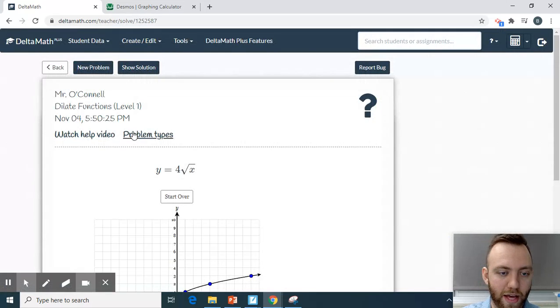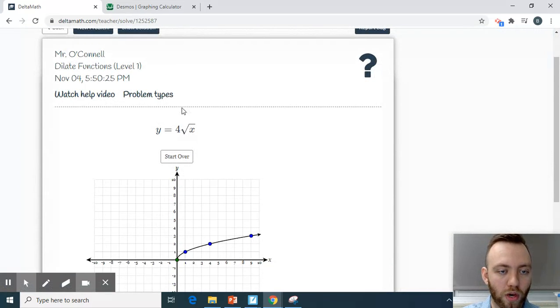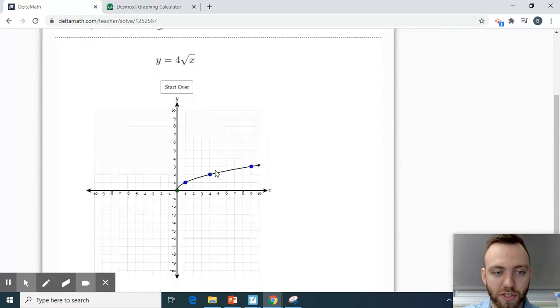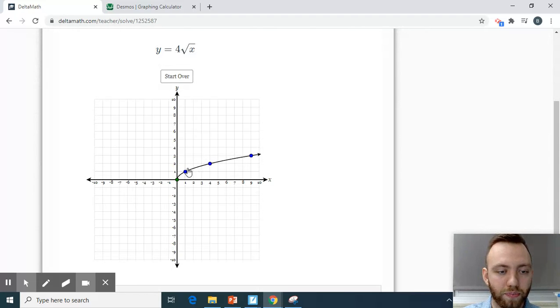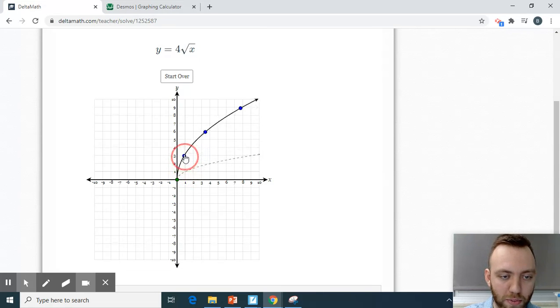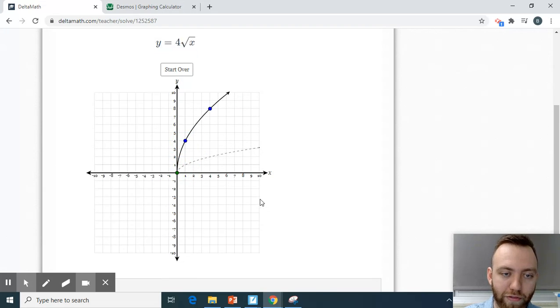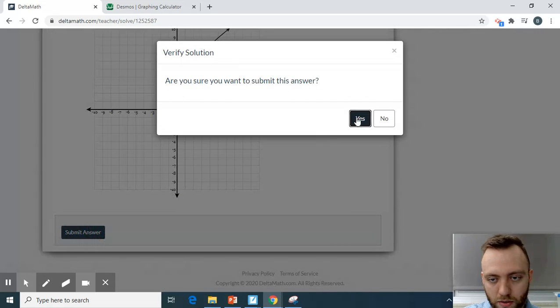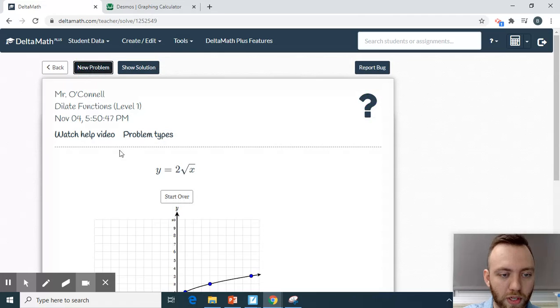So on Delta Math, if we have 4 times the square root of x, which is on the outside, what we're really going to do is multiply this y value by 4. So right now the y value is at 1, and so really we're going to multiply the y value and put it up at 4.